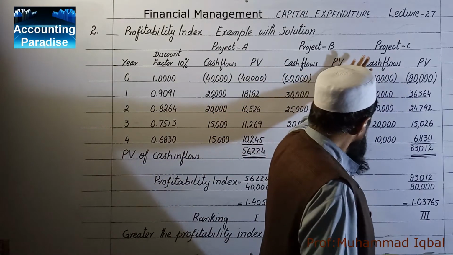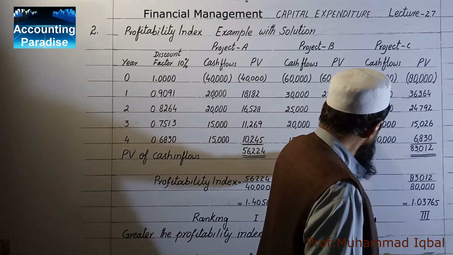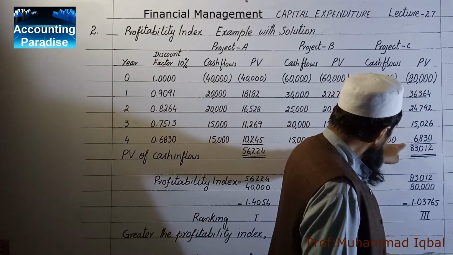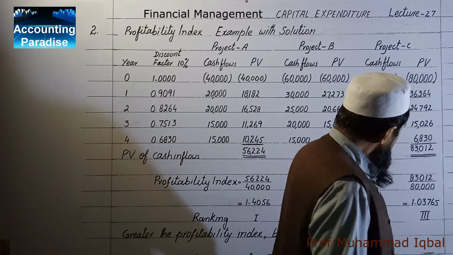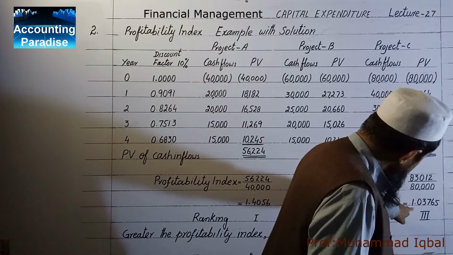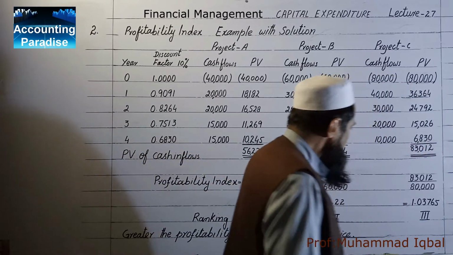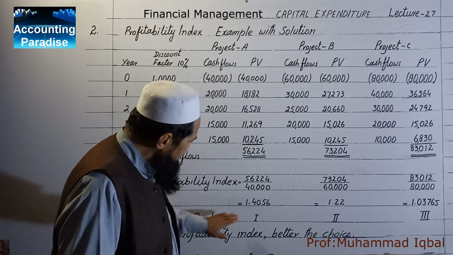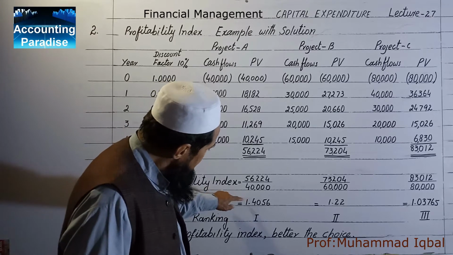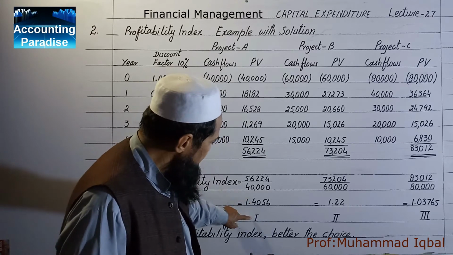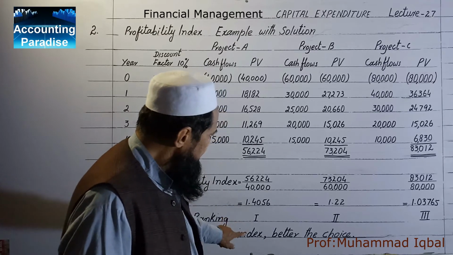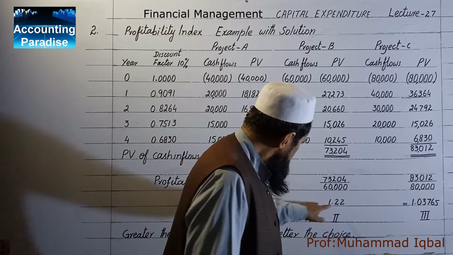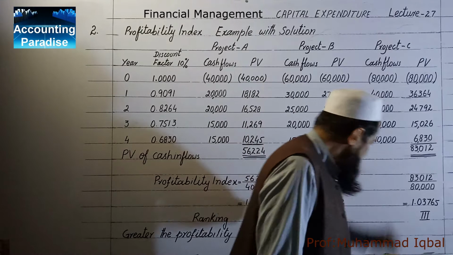Same case here, this is the cash outflow and these are the cash inflows. The present value of cash outflow is same and the present value of cash inflows is 83,012. And we calculated the profitability index, that is equal to 1.03765. The ranking is, in this case, the highest profitability index is given ranking 1. The next is less than the first, so it is ranking 2, and this is the third ranking.